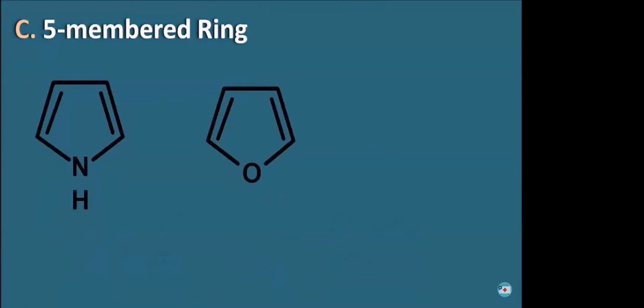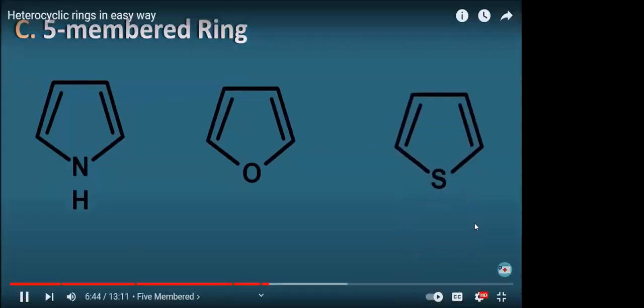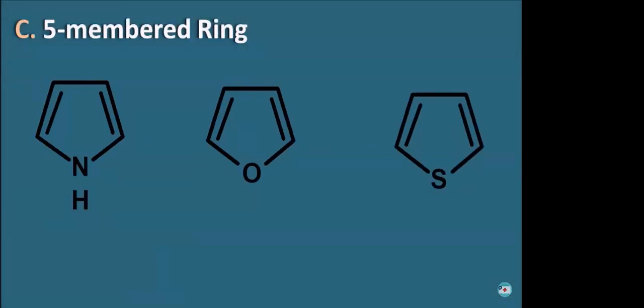And next are the five-membered ring systems. This is one of the five-membered ring systems containing nitrogen, and this is another heterocyclic ring system having oxygen, and this is another heterocyclic ring system with sulfur. Now what are the names for these three ring systems?